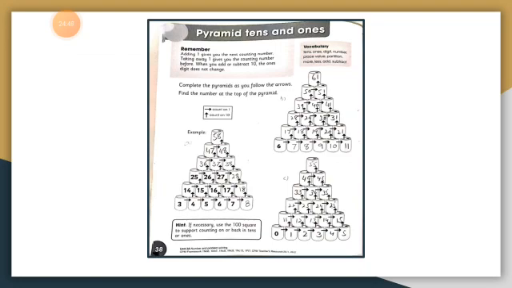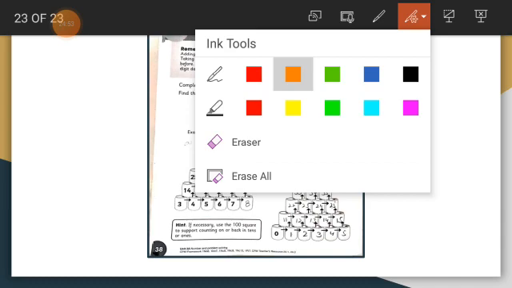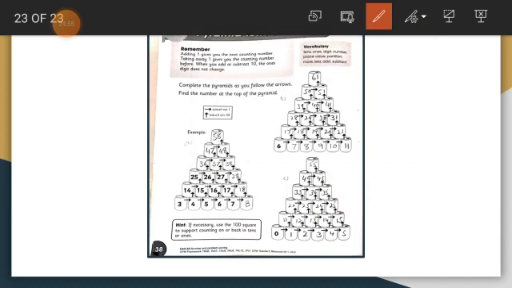Yes, this is the final look of your whole page. See, we have solved parts A, B and C, and I have told you one by one how to solve these pyramids. Okay, it's very easy. It's just simple addition, plus 1 and plus 10. Just follow the instructions and look at the direction of the arrows. Is this clear now?